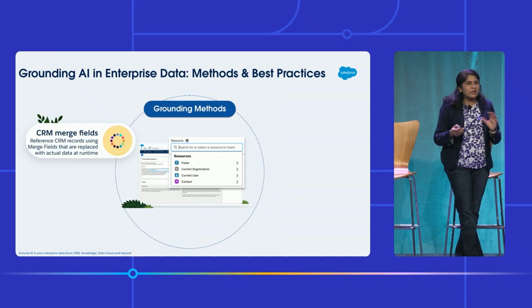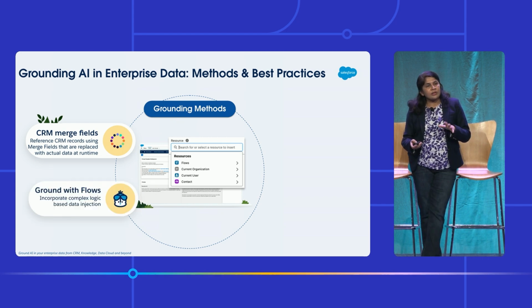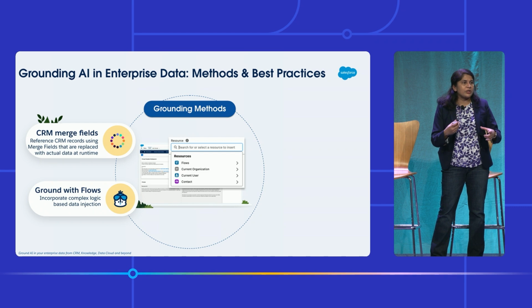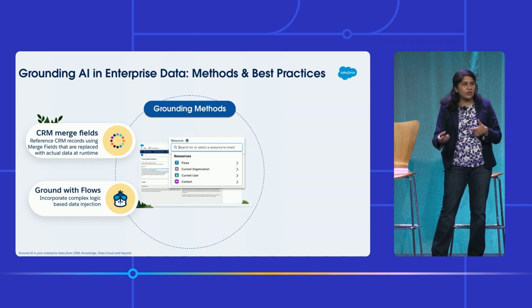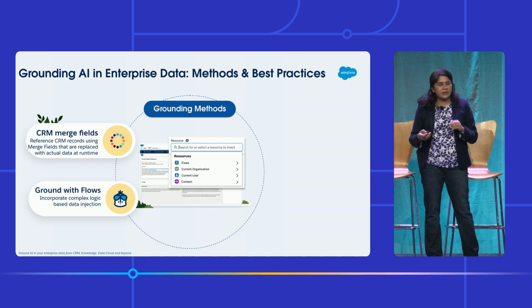And there are different ways for grounding AI in your enterprise data. First one is merging the CRM field. Basically, at runtime, you can access the data from CRM. And you can also ground with flows. This is ideal especially when you're using complex logic and you need to use a specific value; you can use a flow to provide that value. Ground your AI prompts with the flows.